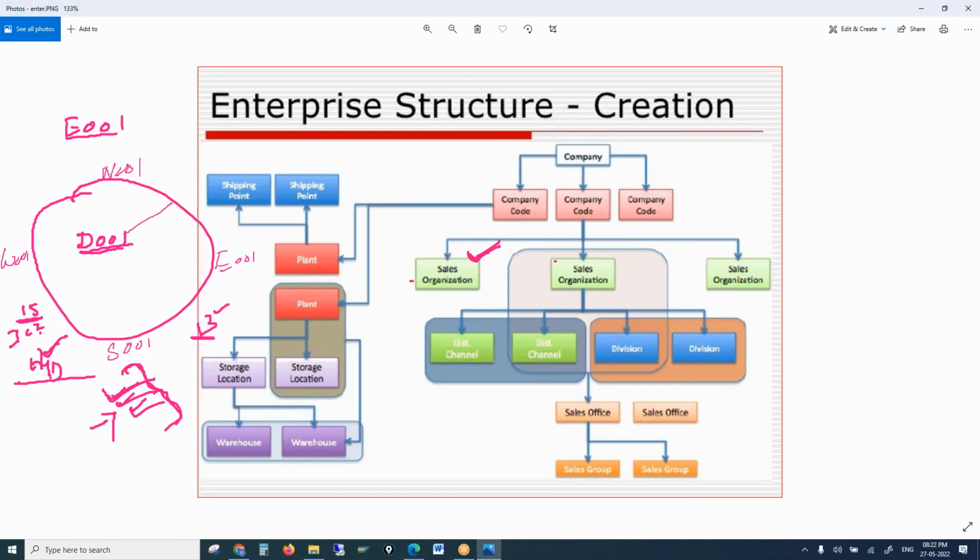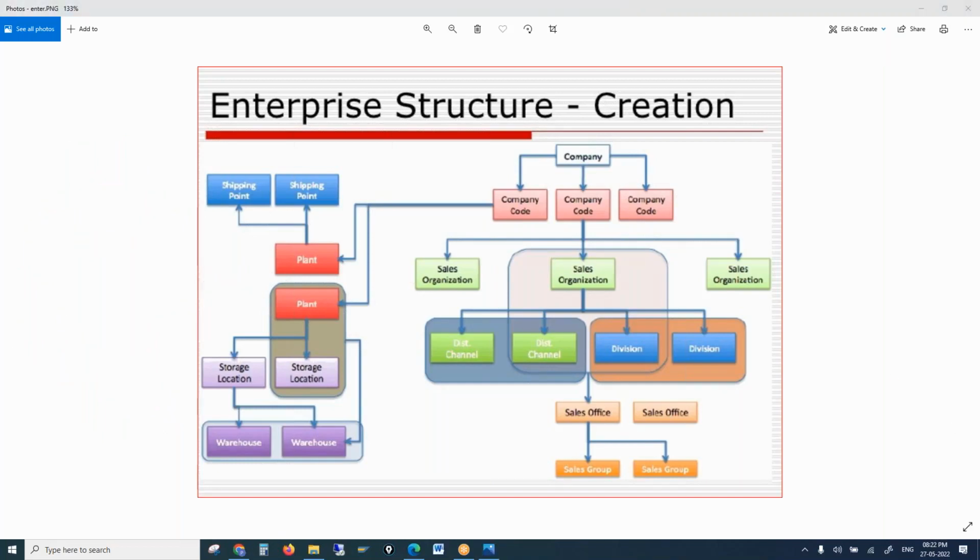But SAP will not stop you. You can create any number of sales organizations, but you should tell your customer the repercussions, what will happen if you create more than necessary.